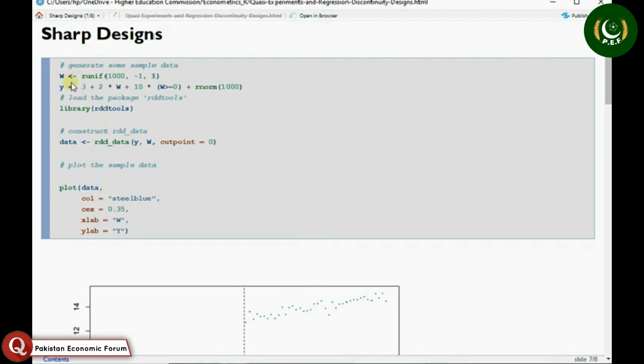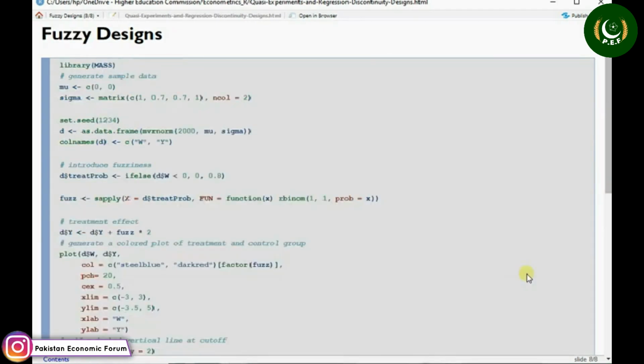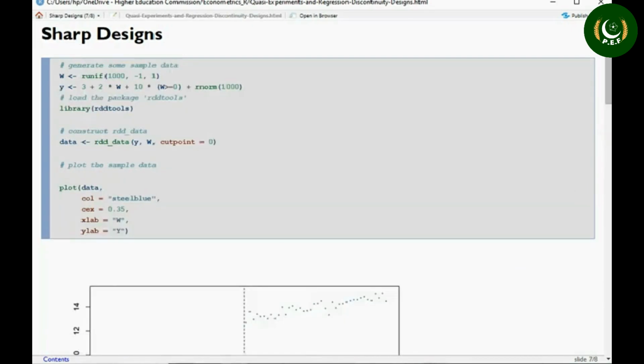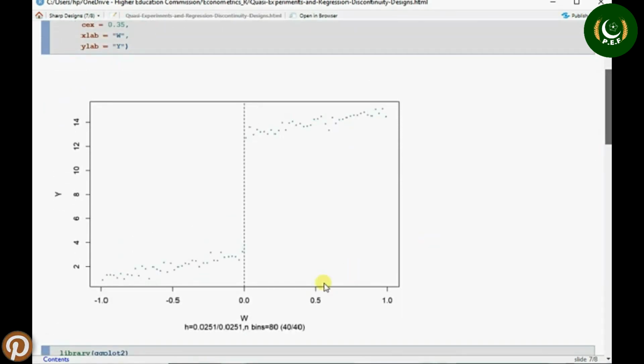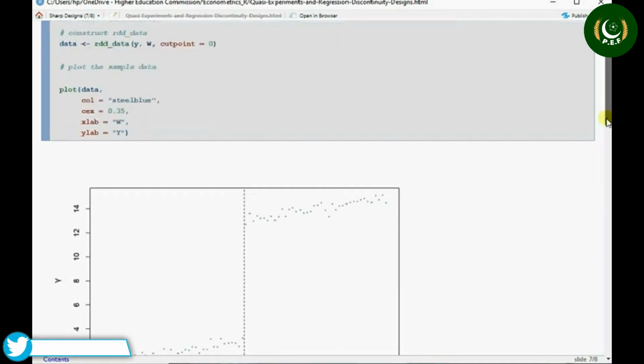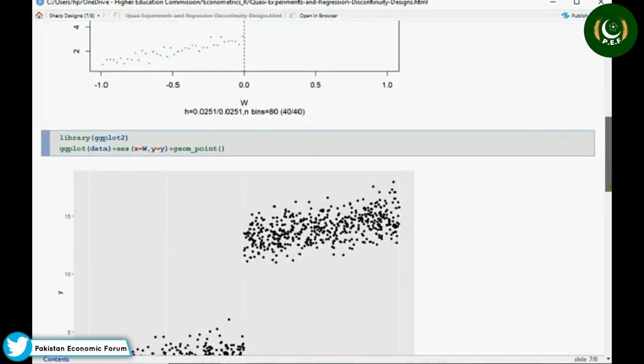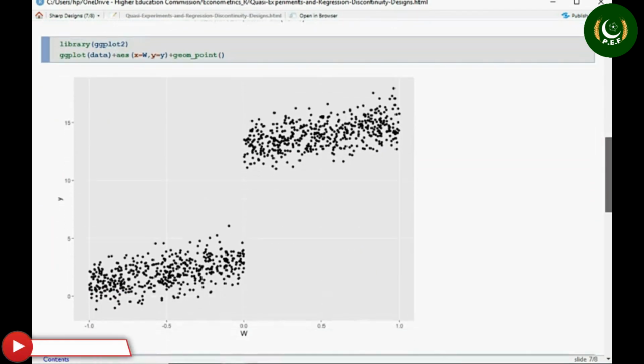So here you have simulated data. Below this W0 threshold value, you are in one group, and above a certain threshold value, you are in another group. Whether you have to take a summer course, whether you get a scholarship, whether you are eligible for free lunch or not, or eligible for income support or not. So this one is your sharp design. There is a sharp cutoff at below 0, greater than 0.